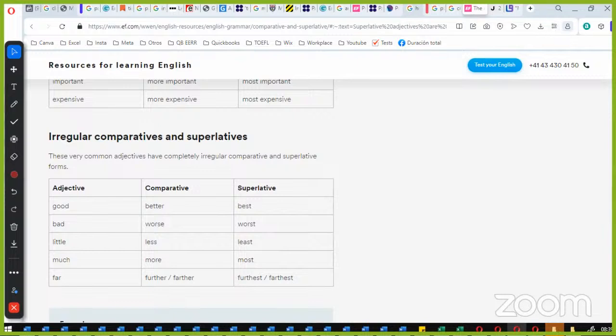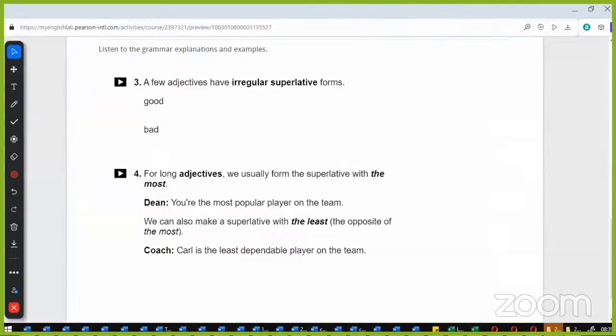Okay, so that was a little explanation. I'm gonna send you that link also. But as you can see, there are some irregular ones. And that was all of this. Any questions here?